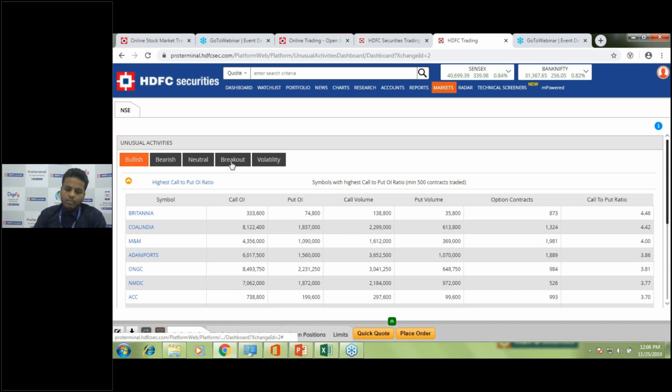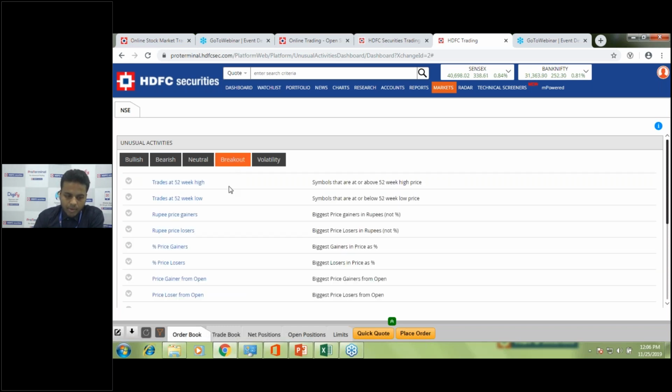You can also go with the breakout option, which is one of my favorites. Just click on breakout and you can find the stocks trading at a 52-week high or 52-week low. This is one thing which is very good. Or a price gainer from open or price loser from open. The biggest gainer from open and biggest loser from open of a stock.